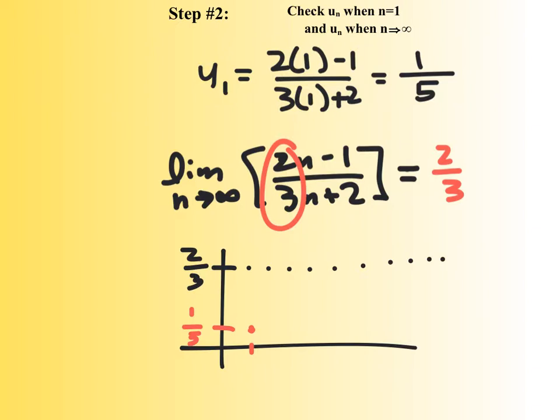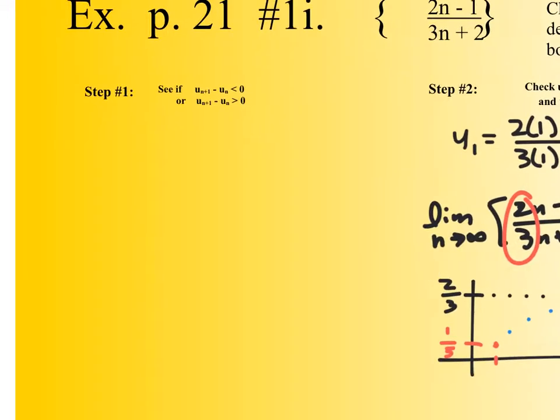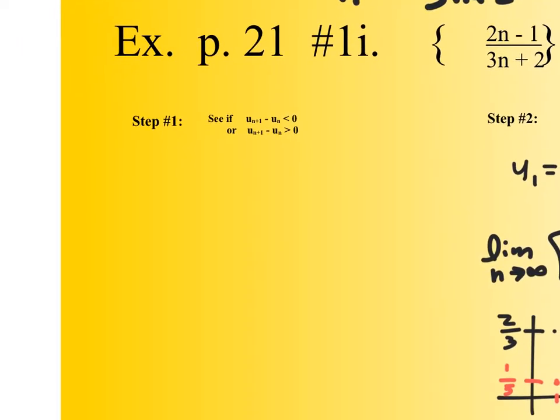And I don't know exactly what each of the next few terms would look like, but I'm going to guess it's going to approach 2/3 in that manner. I would say it's probably pretty clear that it's going to be monotonic increasing, but let's just prove it with our two different ways. So let's take u sub n plus 1 minus u sub n.